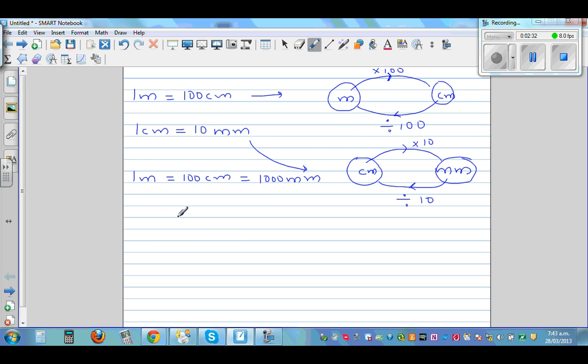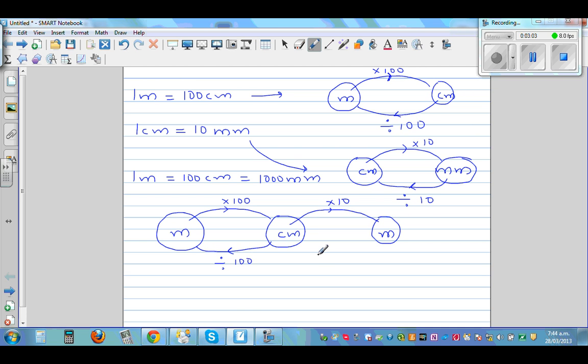Now from this, if you want to make up this bubble, so it's from meter, you want to change it to centimeter, you want to change into millimeter. So from meter to centimeter, you times it by 100, and from centimeter to millimeter, you times it by 10. And if you go the other way around, this is divided by 100, and this will be divided by 10. Okay, hopefully I'm not confusing you.